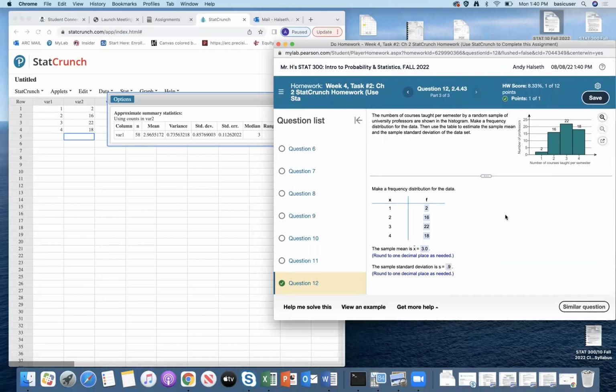Question 11 is similar, so that should help you with those questions. If you have any questions of your own, send them my way. Otherwise, I hope that was helpful.